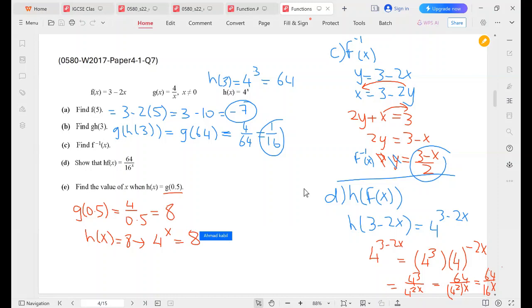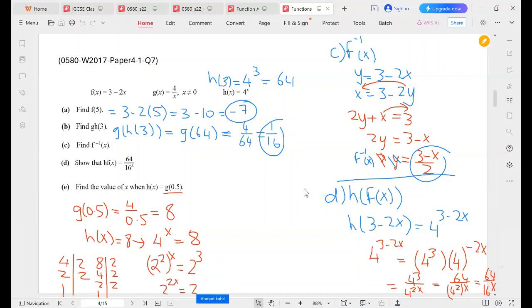So the way to find the value of x here is to prime factorize 4 and 8. 4 divided by 2 gives us 2, divided by 2 gives us 1. So this is the same as 2 power 2, all power x. And 8 divided by 2 gives us 4, divided by 2 gives us 2, divided by 2 gives us 1. So this is equal to 2 to the power of 3. So 2 to the power of 2x equals 2 to the power of 3. Therefore, 2x equals 3, and x equals 3 over 2.